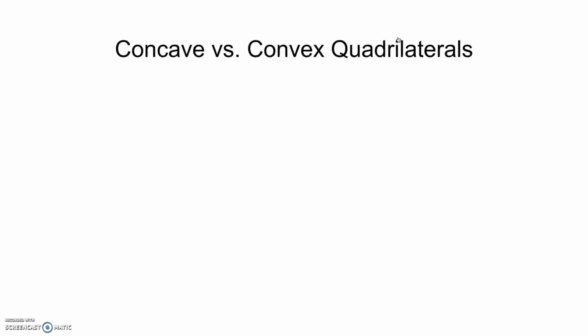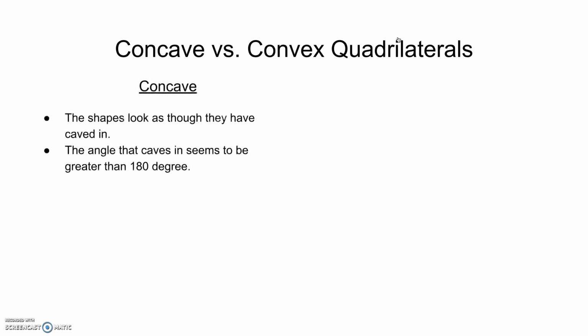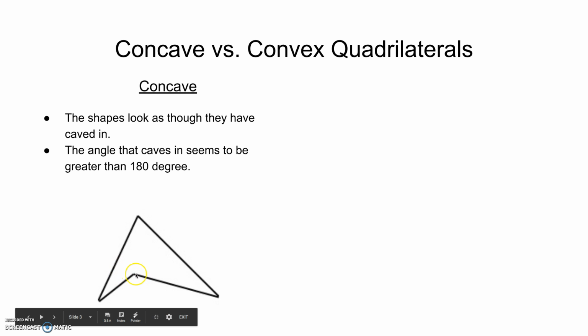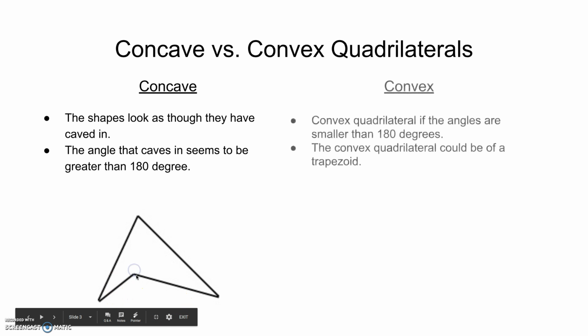Next we have concave versus convex quadrilaterals. In order to separate the differences between a concave and convex quadrilateral, a concave quadrilateral seems to be caving in on itself. So, as you can see from this example, here on the edge, right here, it looks like it is caving in on itself. The concave quadrilateral also looks to be past 180 degrees.